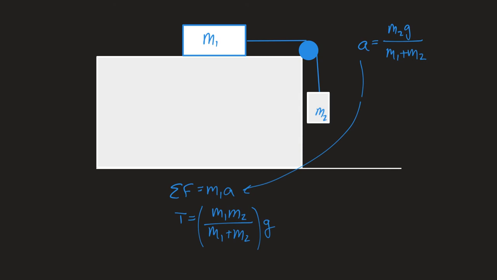But if M2 were small, it's in the numerator. I get a small number divided by M1. That means it would approach 0. Would it ever be 0? No. Even if I hang just a feather off the side, if there's no friction, I'm likely to accelerate the box even a little bit. But it gets closer to staying still if M1 is much bigger than M2.